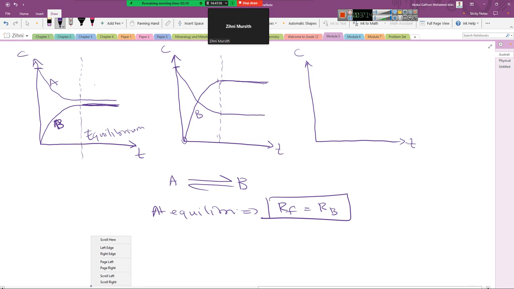So here you see the concentration of A in the first diagram. The concentration of the reactants is higher than that of products, right? But here the concentration of the products is higher than reactants, right? Sometimes they both might be equal as well.